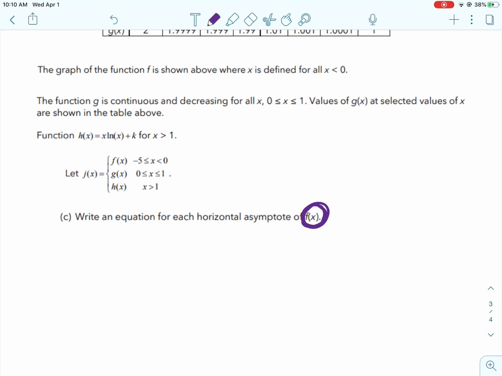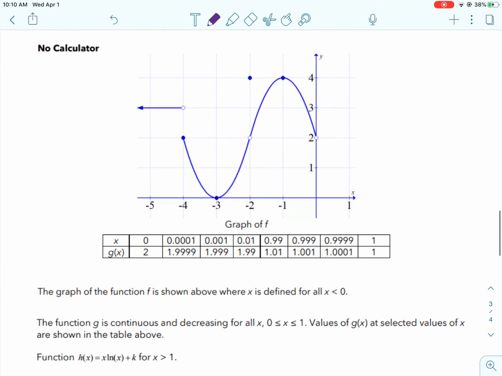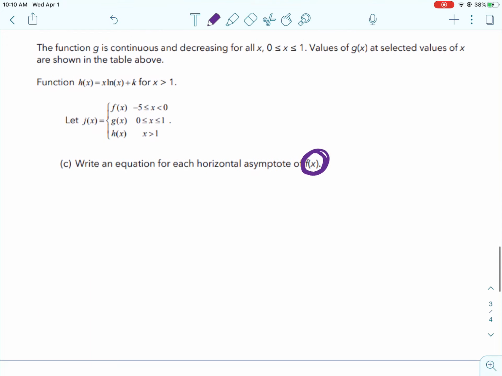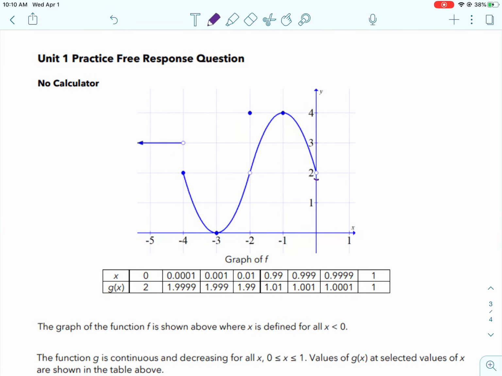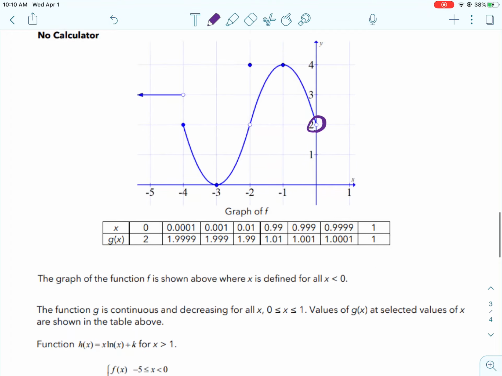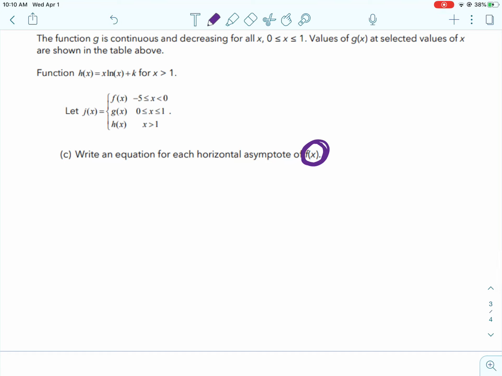All right. Let's move on to C. Now C is kind of tricky because all the other parts on this problem are just talking about j. And if you read C closely, you see we're talking about f. And f is the graph. And the graph, we need to find the equation of a horizontal asymptote on f. Now, f ends right here. So we know going to the right, there is not going to be a horizontal asymptote. But going to the left, we do have a horizontal line.